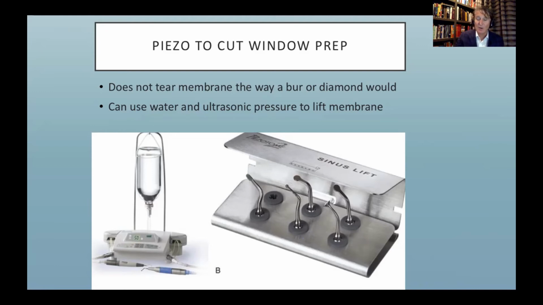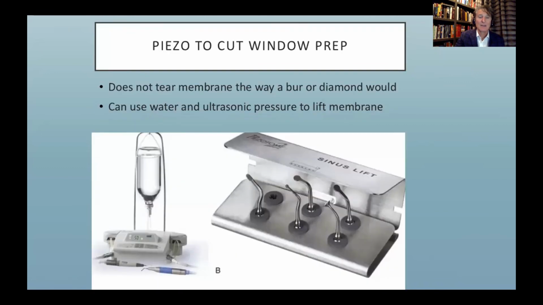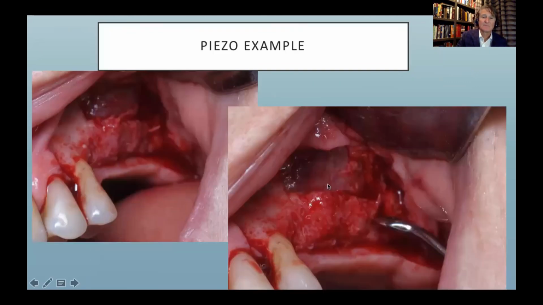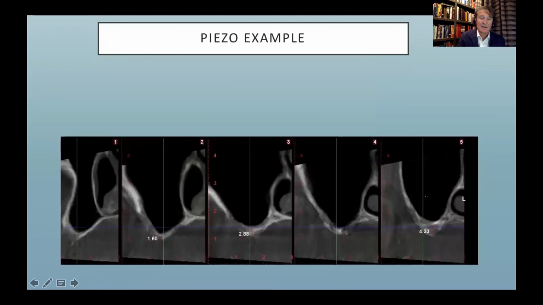So when we look at the early reports, as we saw before here, 44%, numbers are much lower than that because of this new technology. So here's an example of us having cut open the window, and you can see the membrane sitting underneath, and we could get right up against it without creating any risk of a tear. In this case, we're using the back action scraper to collect the bone, and we're mixing it with that xenograft in that kind of 80-20 and placing it in the sinus and closing over.